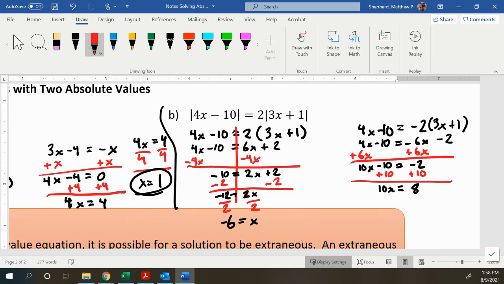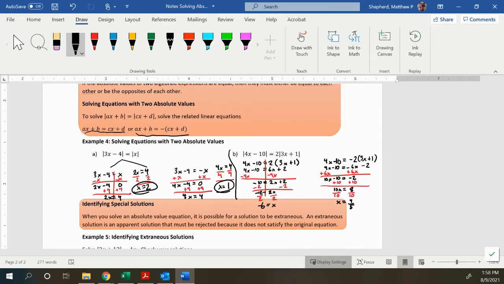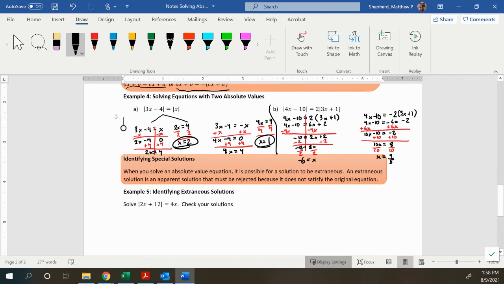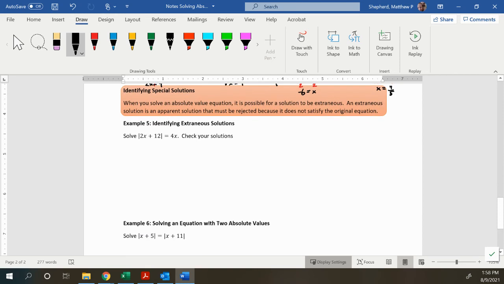Then we do our division. Divide by 10, and x is equal to 8/10, which is 4/5. All right, so we just solved with two different absolute values.